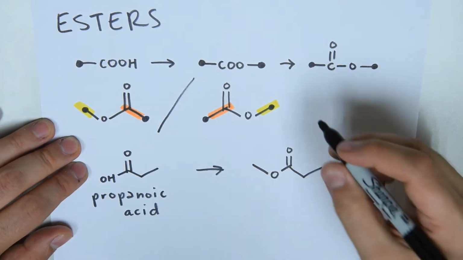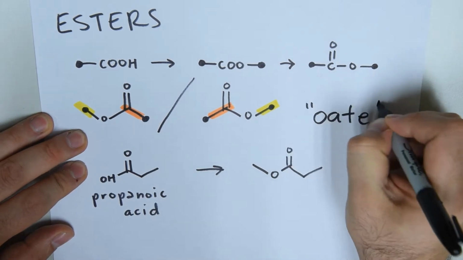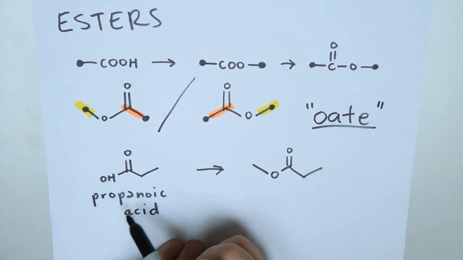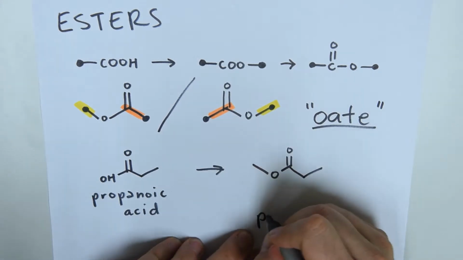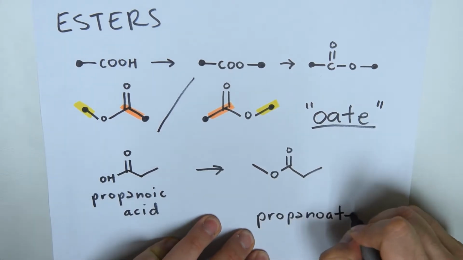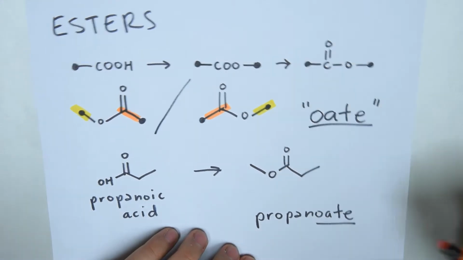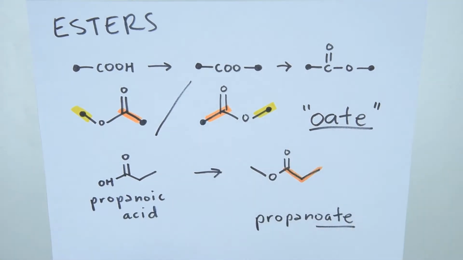The ending for esters is "oate" in IUPAC nomenclature. So, we're going to do the same as with the acid. This was propane, but it's propanoic acid. This is going to be propanoate. Propanoate, that comes from having 3 carbons on this side. 1, 2, 3. So, carbon side.